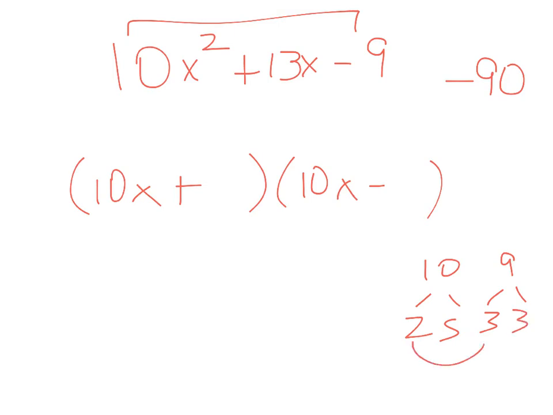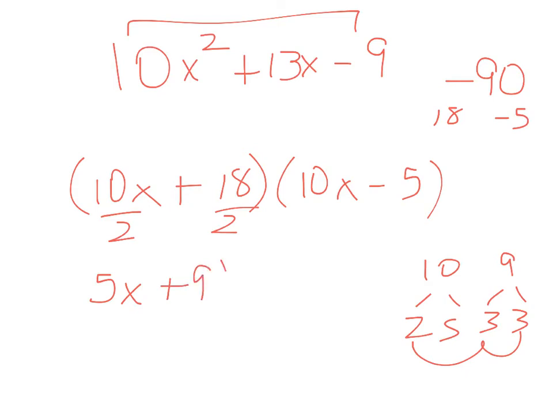Okay, so we're actually going to make 3 of these. So we're going to do 18 and negative 5. So I'll put 18 here, negative 5 here. Divide both of these by 2. This becomes 5x plus 9. Over here, divide them both by 5 and get 2x minus 1. And you're done. If you FOIL it, it does go back. Okay, next one you wanted to see was number 16.